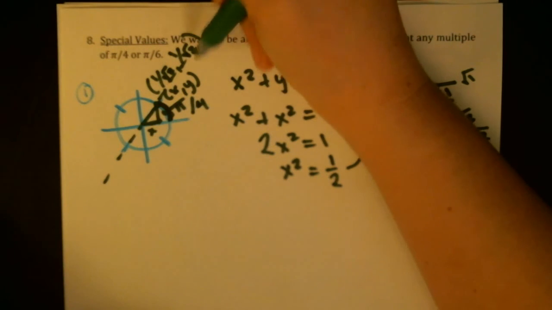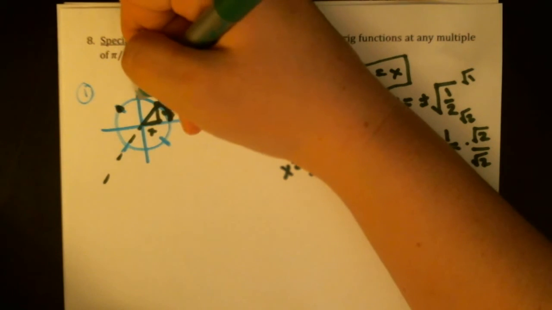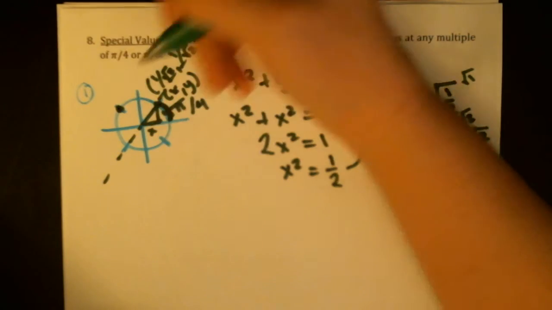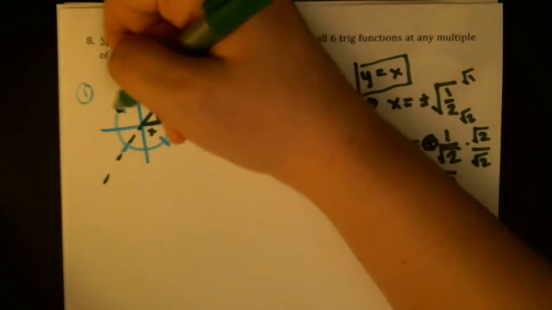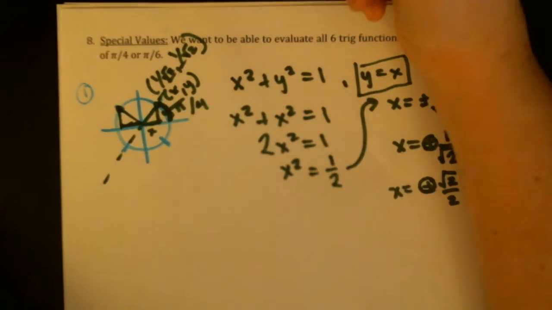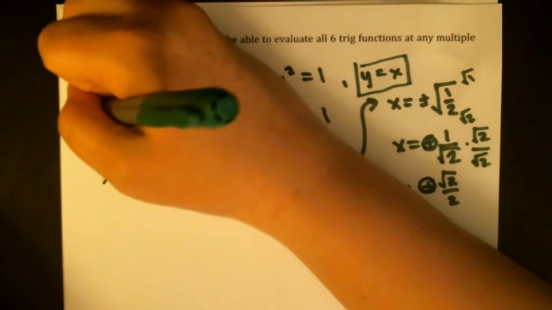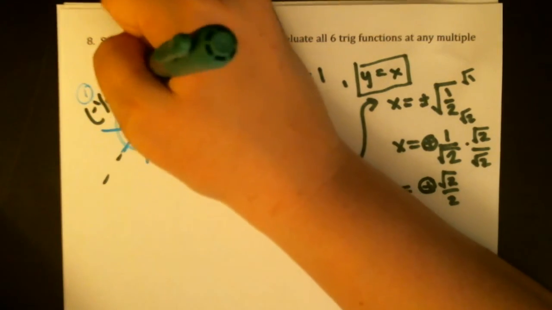If these are the coordinates for the point at the end of pi over 4, we should be able to also figure out the coordinates for the point at 3 pi over 4 because that is directly across the y-axis from our original point. So if we just take this little triangle and we flip it across, it's the exact same shape. We just now have a negative x with our positive y. So this is negative 1 over root 2, 1 over root 2.